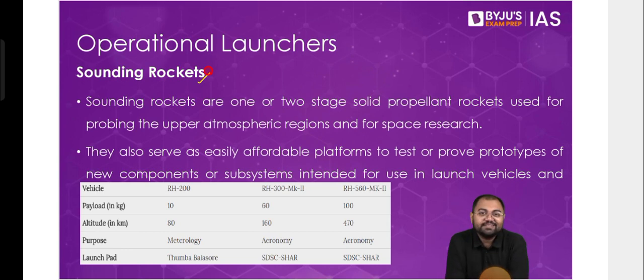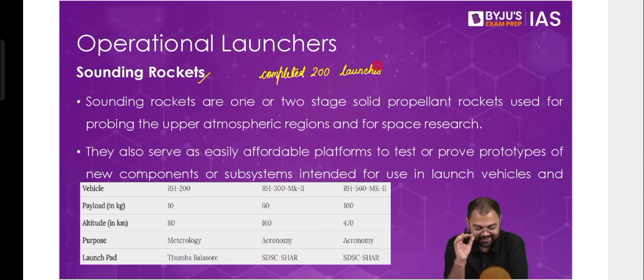Now just imagine that an operational launcher about which you don't know last year completed 200 launches. So sounding rockets has successfully done 200 launches for ISRO. Not only for ISRO, it also works for other aspects of technology, and for defense related areas also. But just imagine that it has completed 200 launches. So these many launches have neither been done by PSLVs nor by GSLVs, or all the others combined. More than all the others combined, the number of launches have been done by sounding rockets.